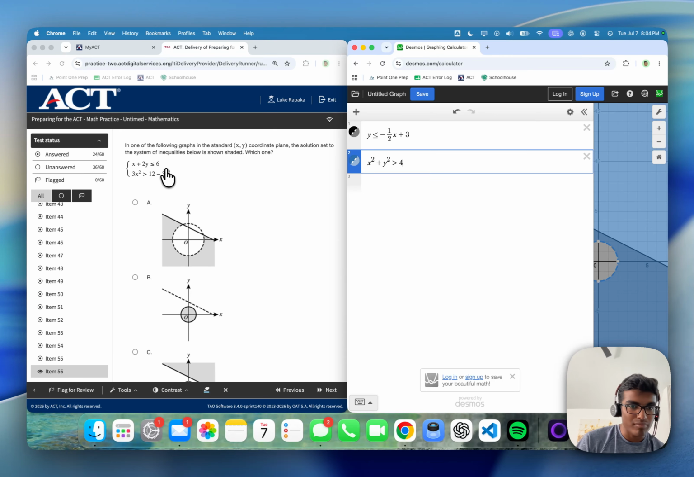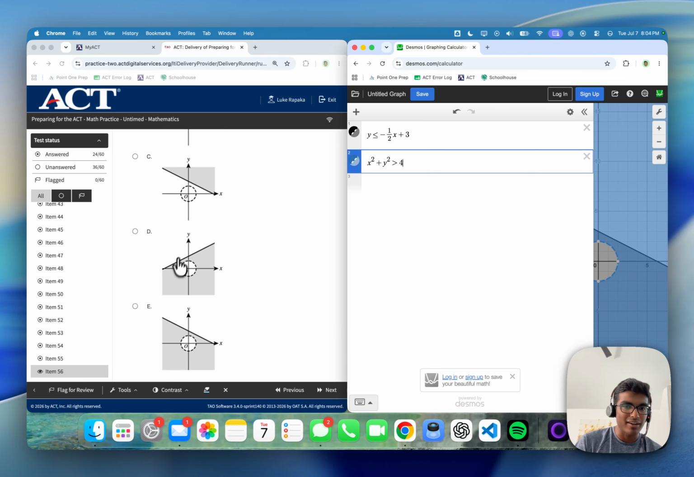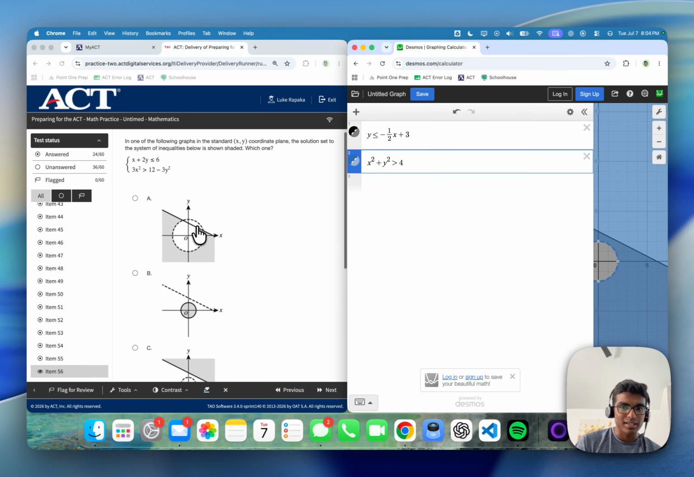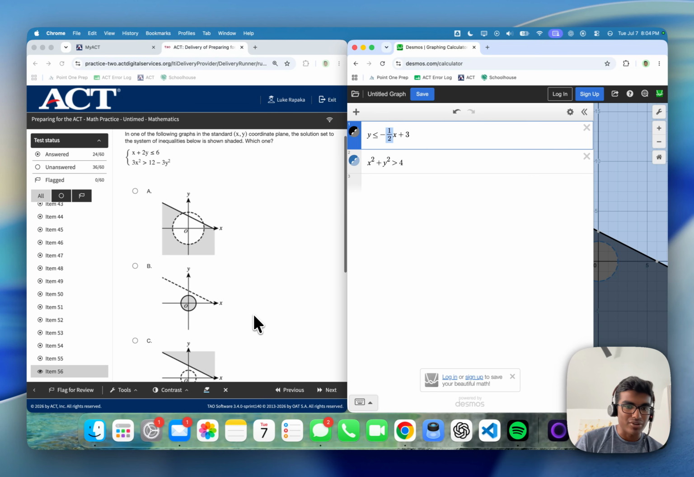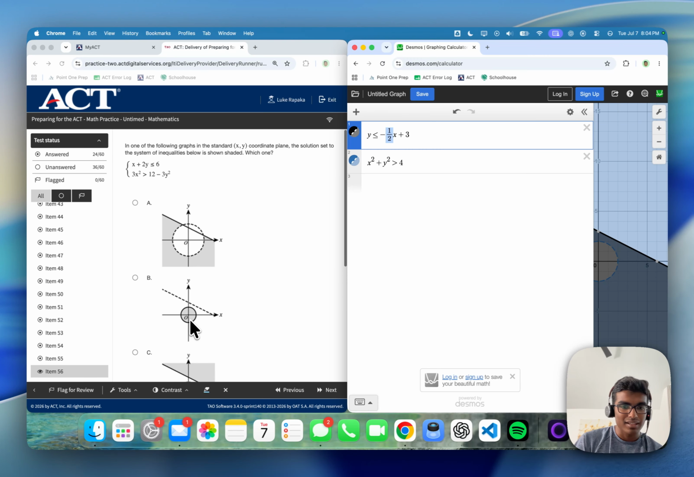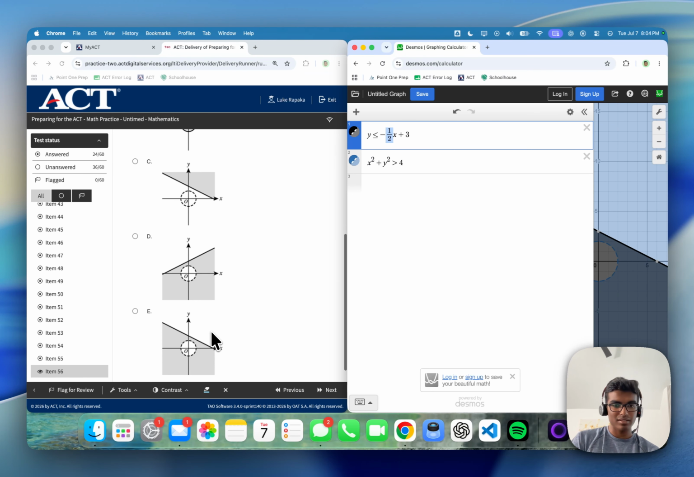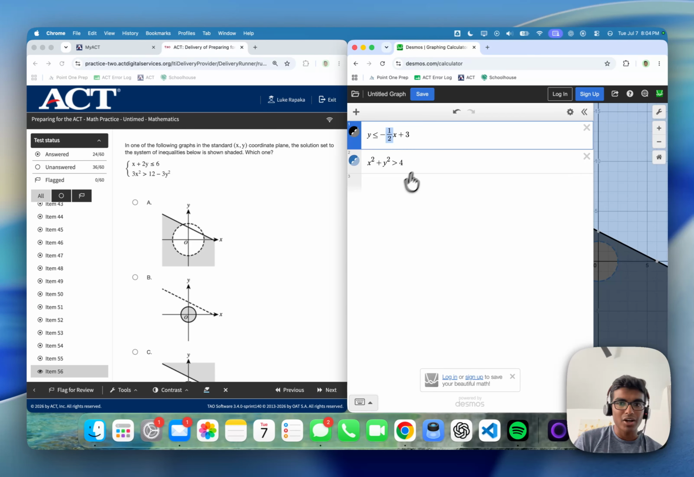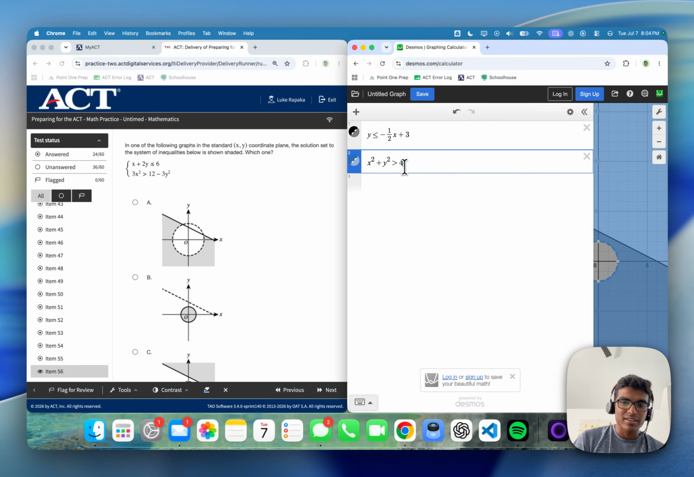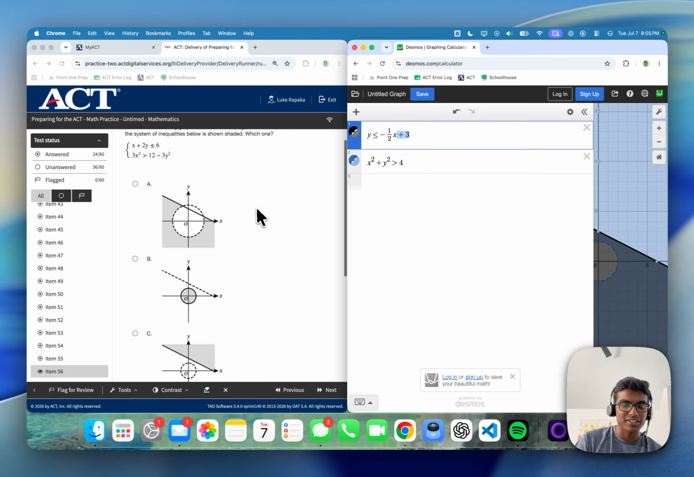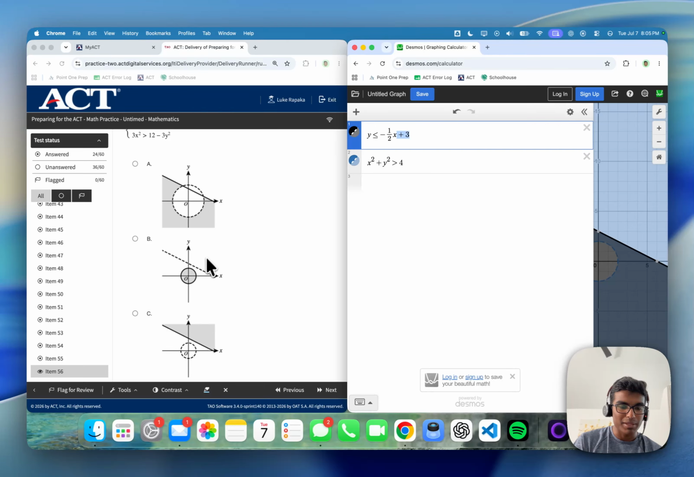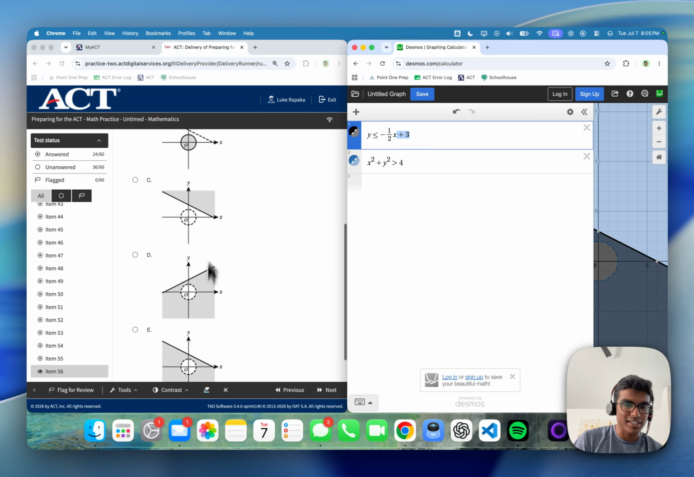Okay, so the line is gonna have to be a solid line. So it can't be B. It can't also be D because it has a negative slope, right? So it can't be B, can't be D. Oh, also, this is centered at the origin, right? So this is the radius. Radius square root of 4 is 2. And this has a y-intercept of 3. So they cannot touch. So A can't be it, B can't be it, and D can't be it. So it's either between C and E.